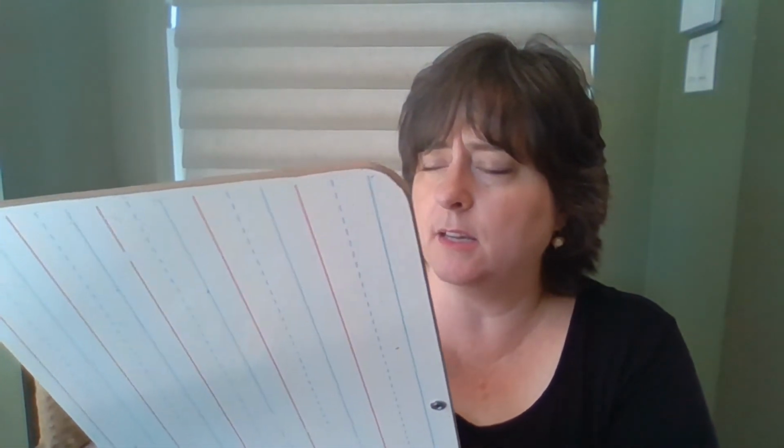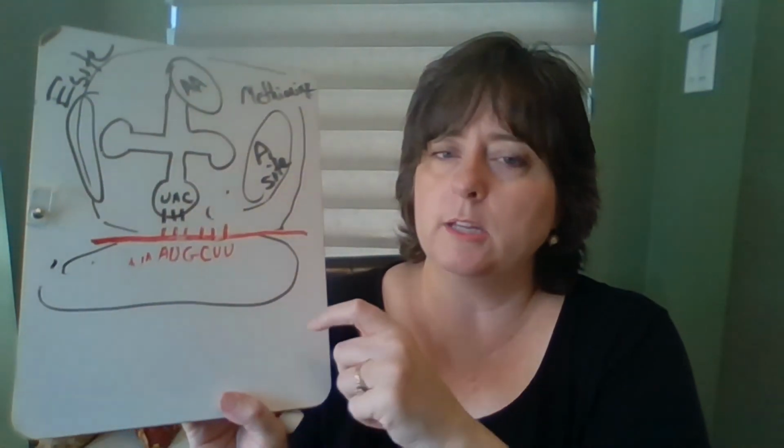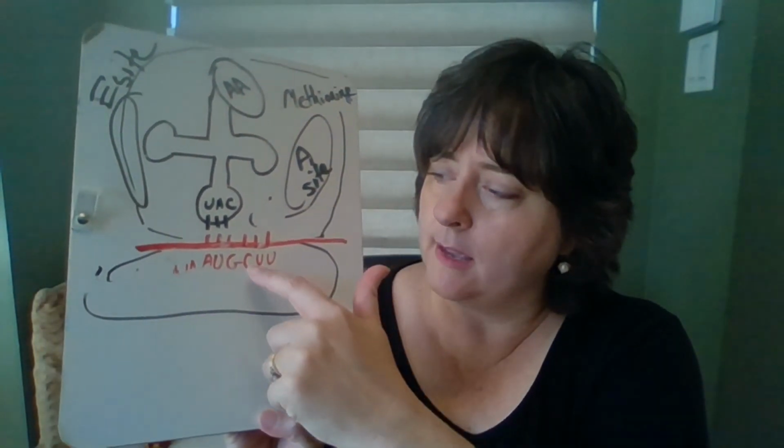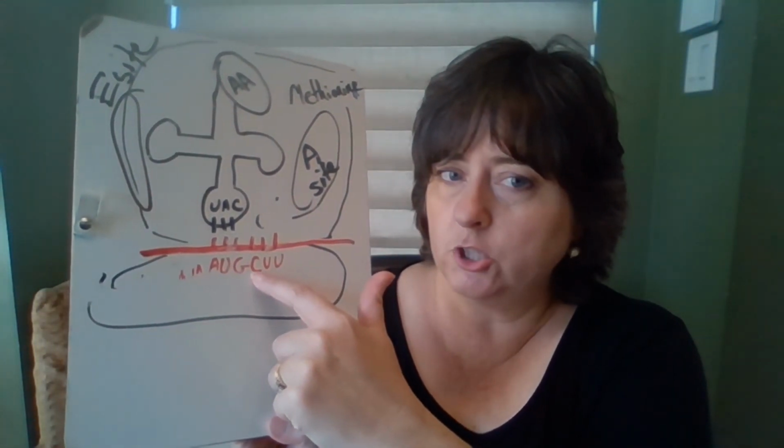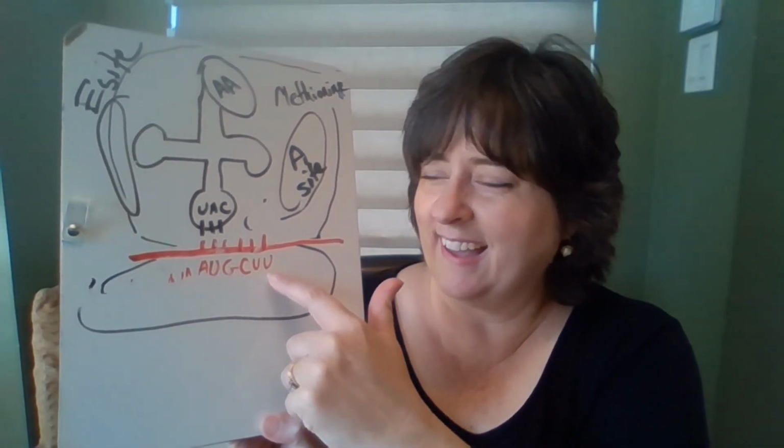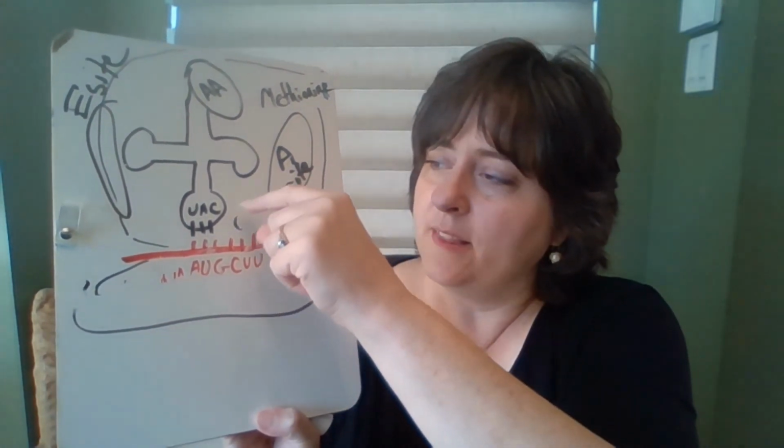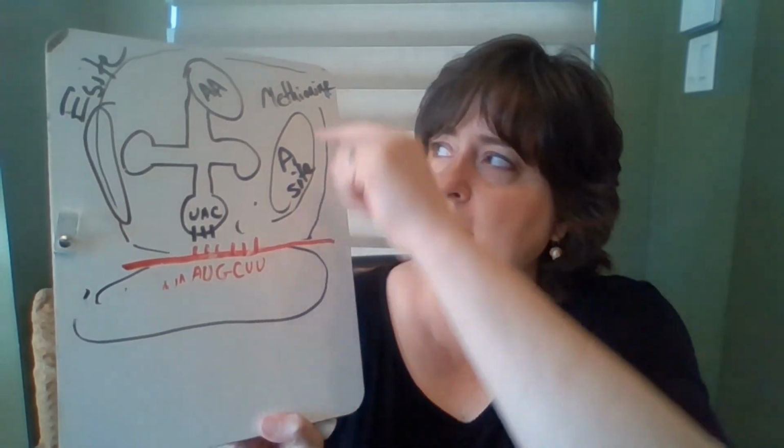So what was it? CUU, I think, was the next one. So the only tRNA that's going to come in is going to be GAA, right? So the one that has that anticodon is going to come in, and that's going to be pulling that amino acid that goes in there, and I've forgotten what that was. Okay, so let's go back to the PowerPoint.